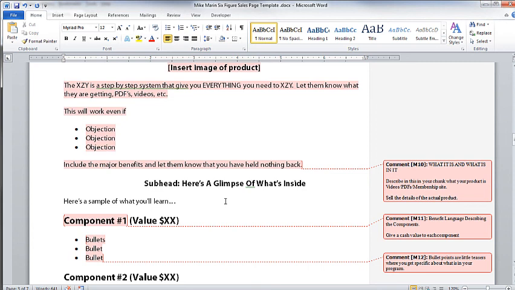So go out, take this sales letter, use it, apply it, take your own stuff, throw it into this. This is it. This is how you write copy that works.